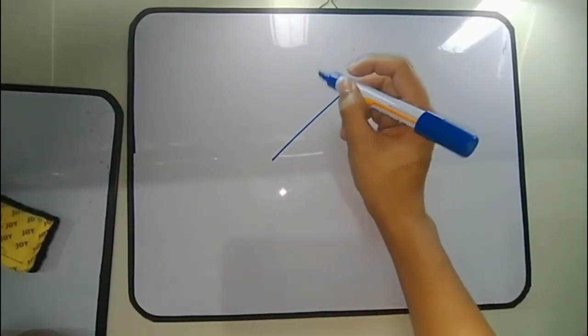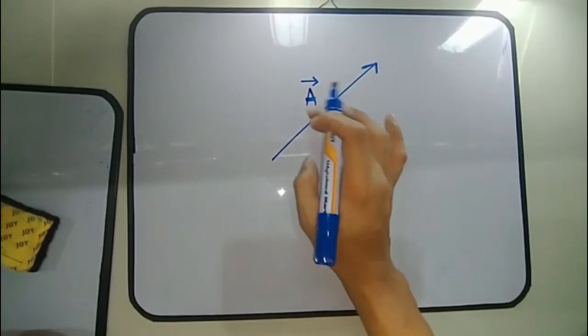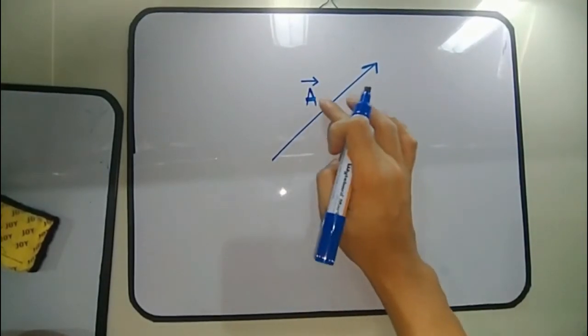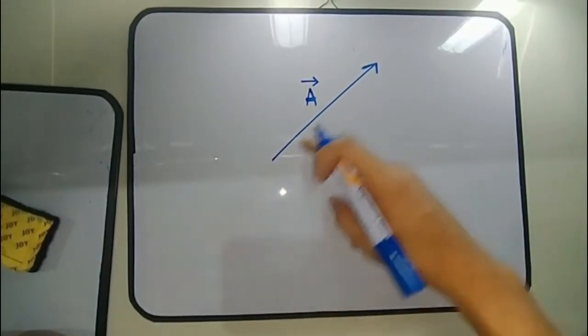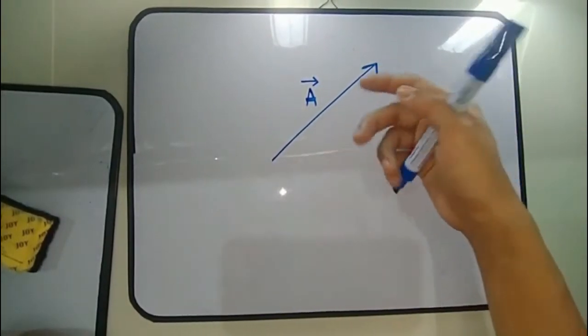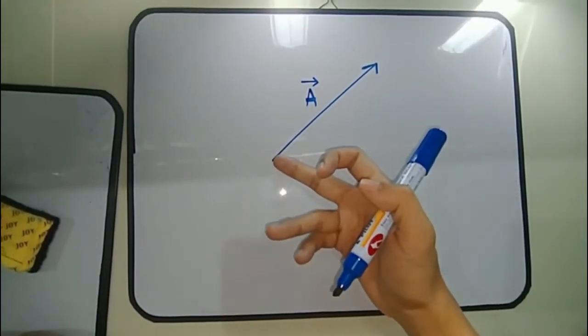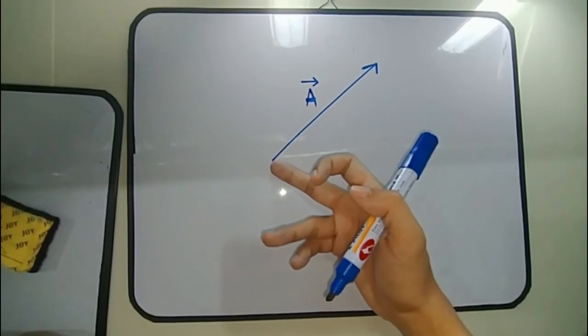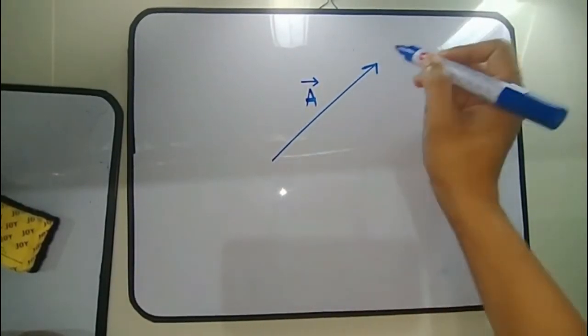For example here, vector A. Pag vector, guys, meron siyang arrow sa taas, meaning nito, vector A. Pag A lang, meaning that is only the magnitude of this vector. So this vector, as you can see, very simple example, yung tail niya, that is your initial or starting point. Then yung tip ng arrow, yun yung end point niya. Which is, ito yung vector natin.